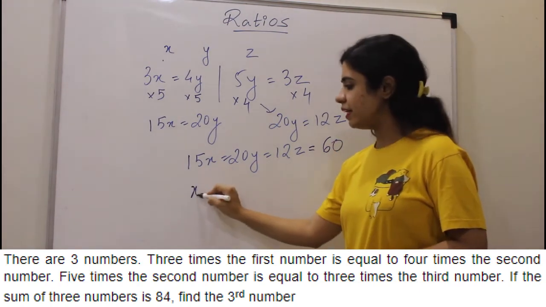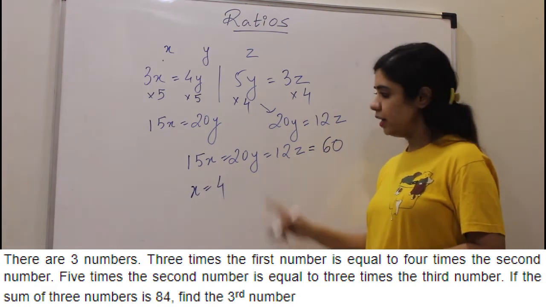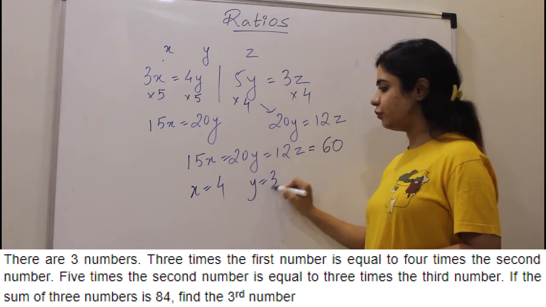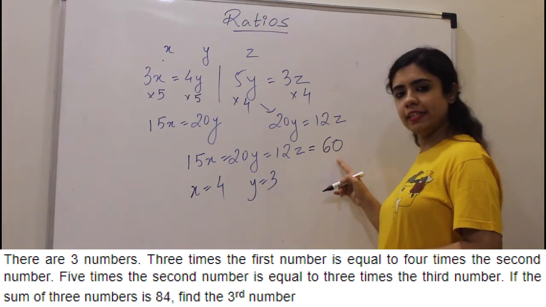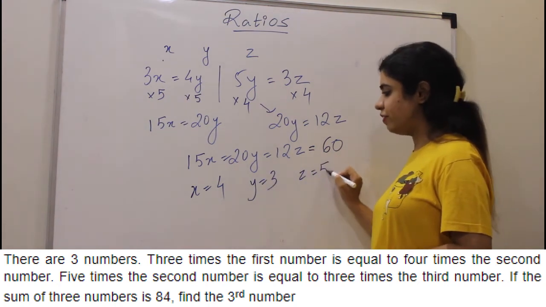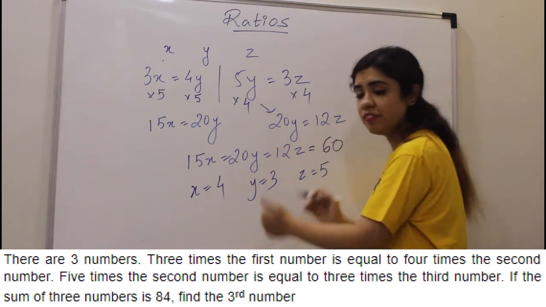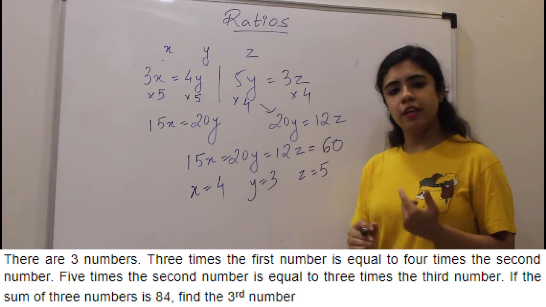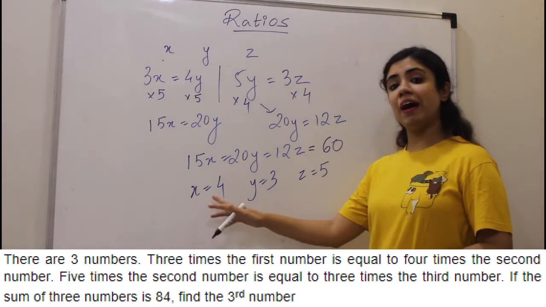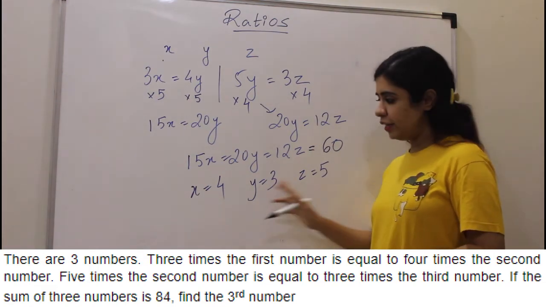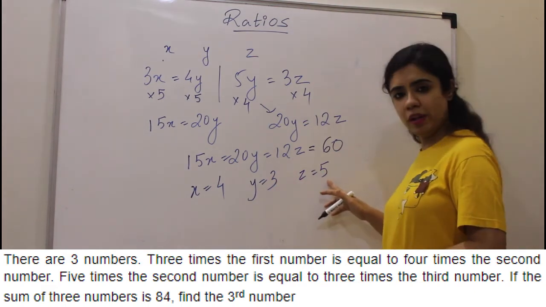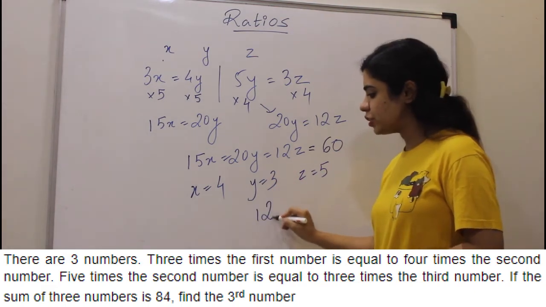तो x का value हो जाएगा 4. ठीक है? 20y is 60. y का value हो जाएगा 3. 12z is 60. z का value हो जाएगा 5. ठीक है? These are our values. These are not the exact values because we've considered the ratio. Now, if I ask you what is my addition of x, y, z, it will be 4 plus 3 which is 7. 7 plus 5 is 12. So my addition is 12.